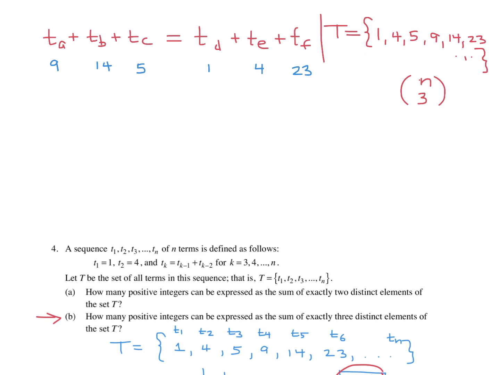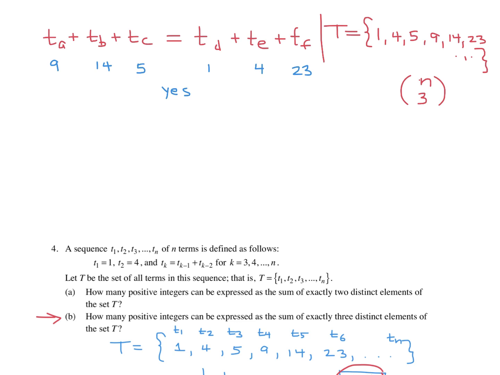9 plus 14 plus 5 is 28. 1 plus 4 plus 23 is 28. So yes, of course, it seems pretty obvious that this can be done with 3 terms on this side and 3 terms on this side. So my question now is, how many of these scenarios can we have? Okay, so this is where you really have to sort of pay attention here. So let's talk about this.